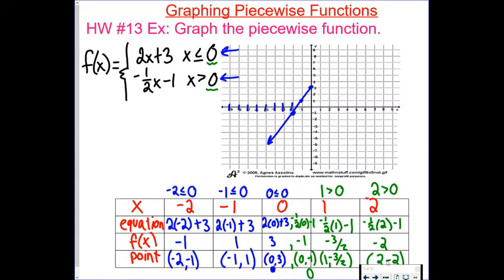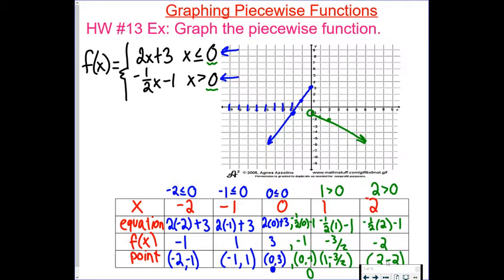0, negative 1, right here, as an open dot, because that's where it was not equal to 0. I plugged it in, but it wasn't into the one that was equal to 0. 1, negative 3/2 is right here. And 2, negative 2 is right here. That one's also a linear equation, so I'm going to extend my line going this way, going down.